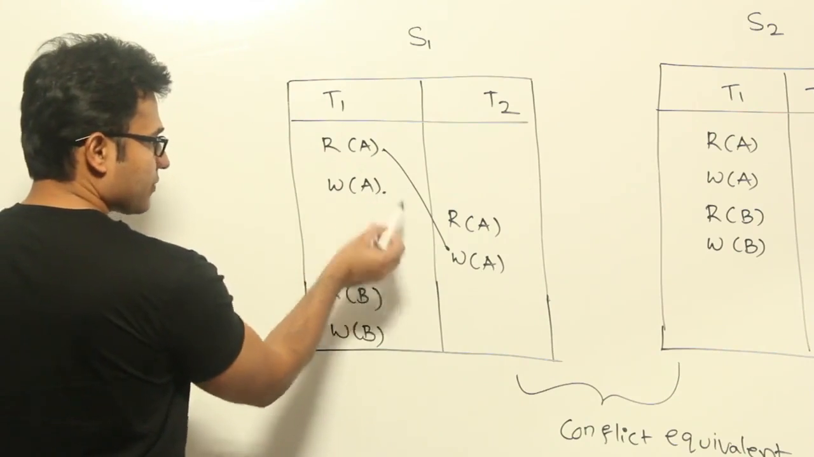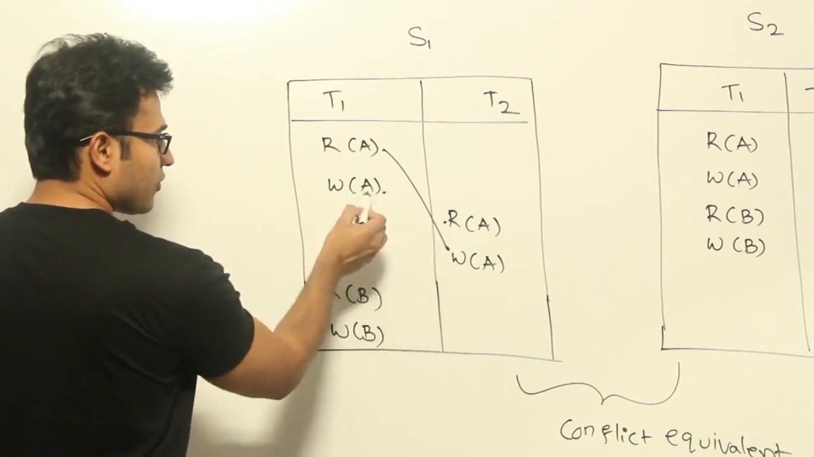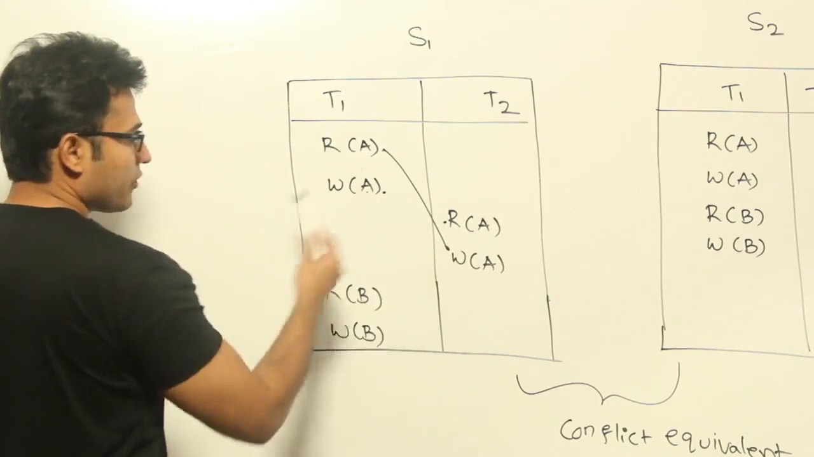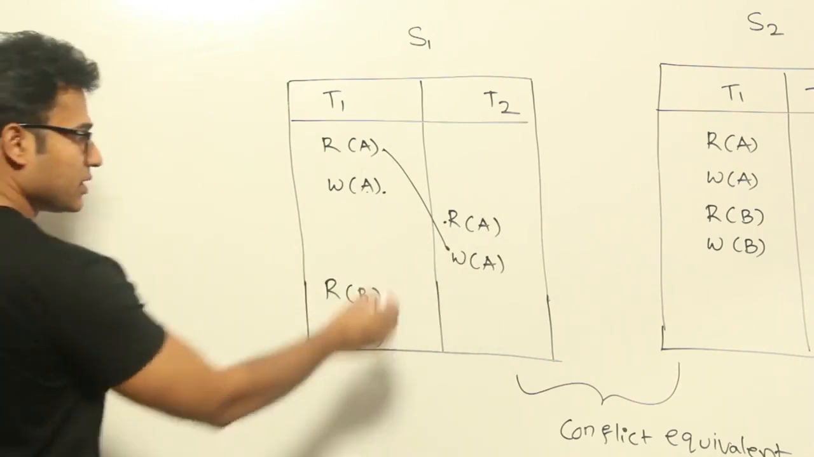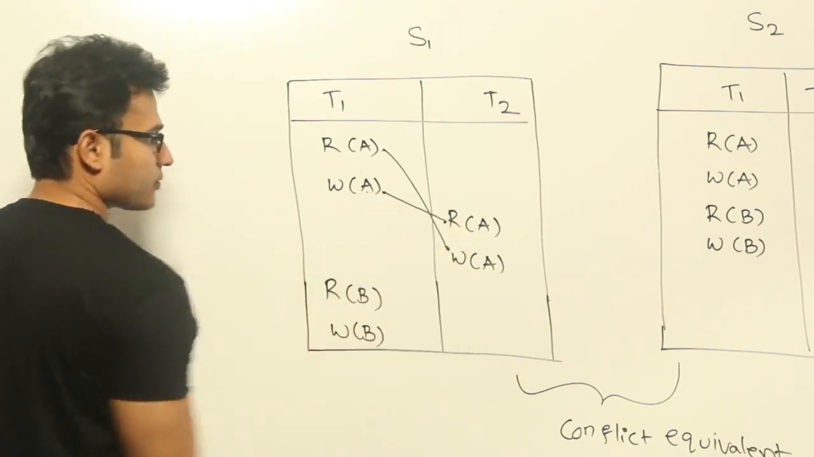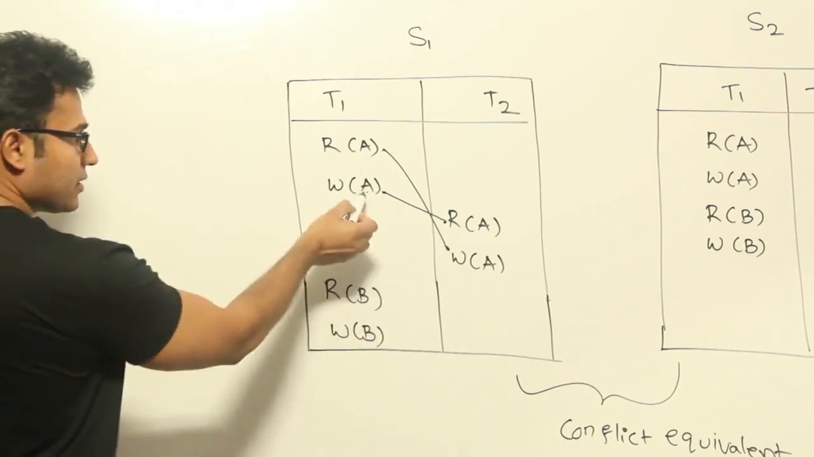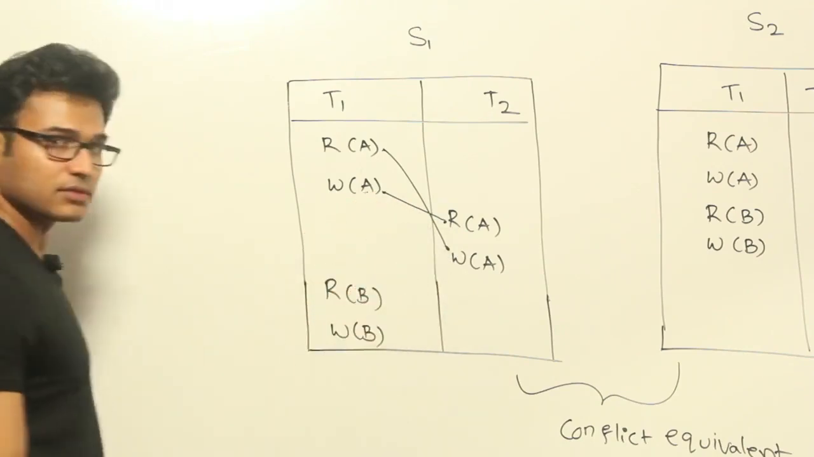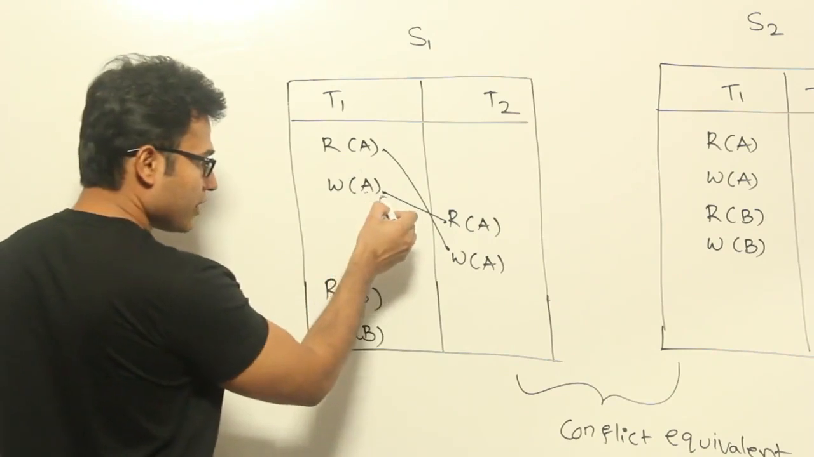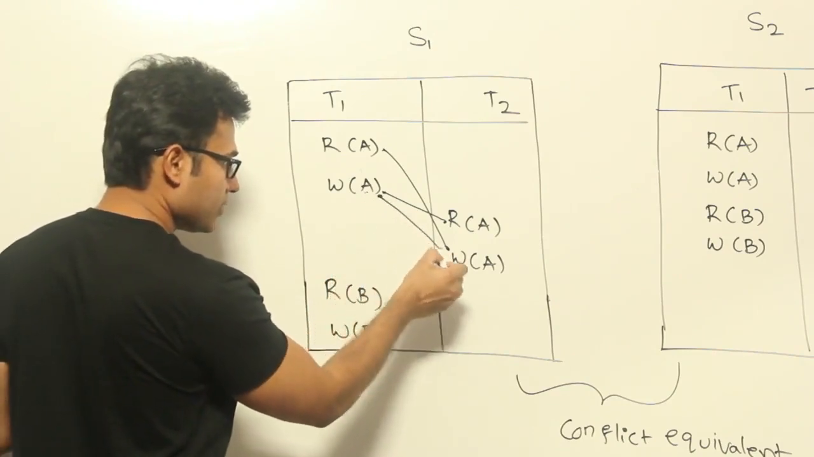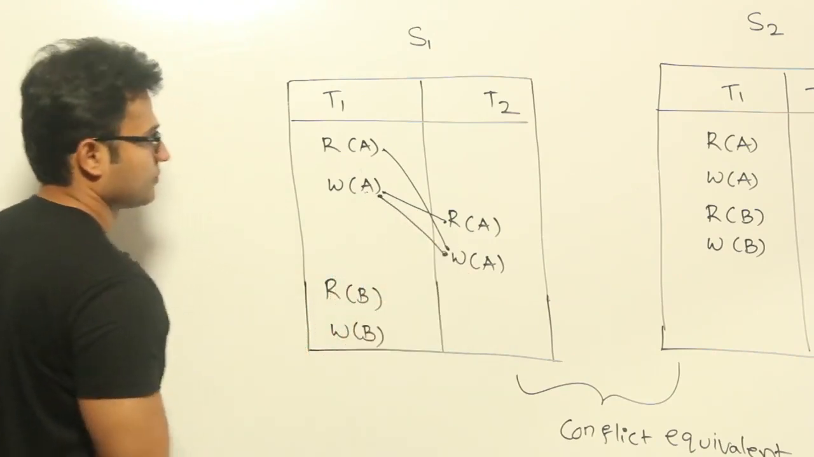This is a write and this is a read, and both of them are operating on A, and both of them are from two different transactions. Therefore there is a conflict between these two, right? And again this is a write and this is a write, and both of them are from two different transactions, and both of them are acting on the same data item. Therefore there is a conflict, right?